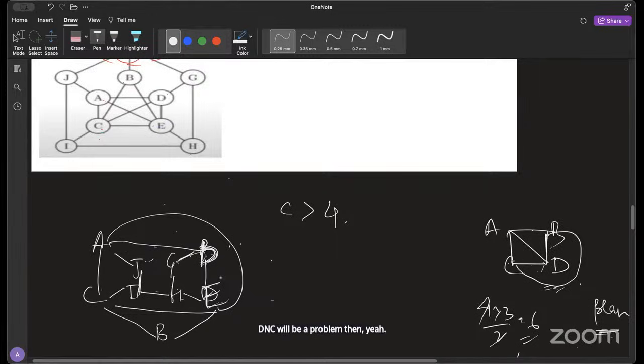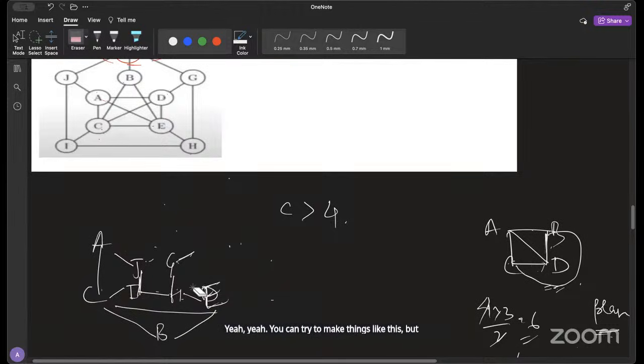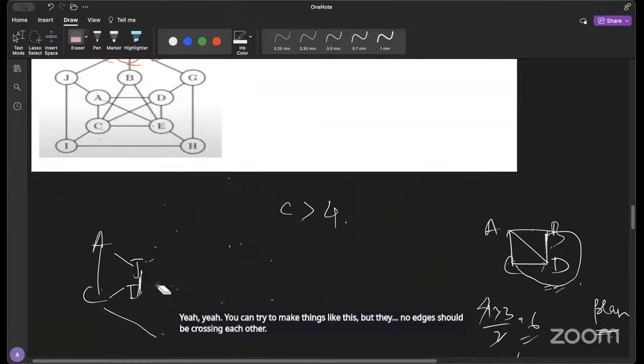Okay, so I just wanted to know that we can distort it like this, right? Yeah, we can. You can try to make things like this, but no edges should be crossing each other. Okay. Got it. Ma'am, thank you.